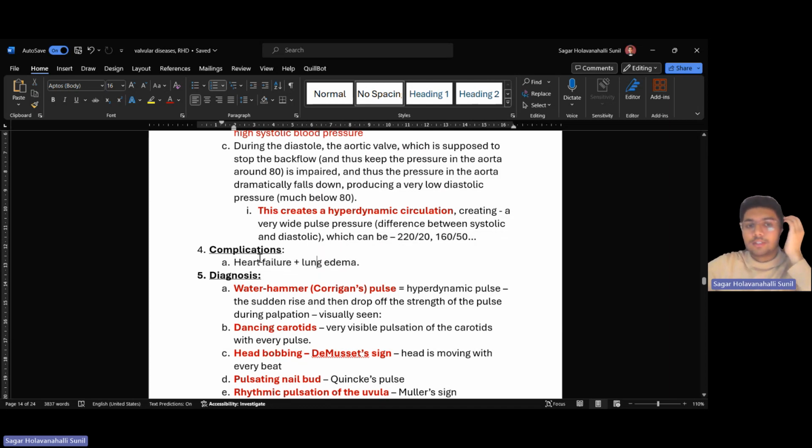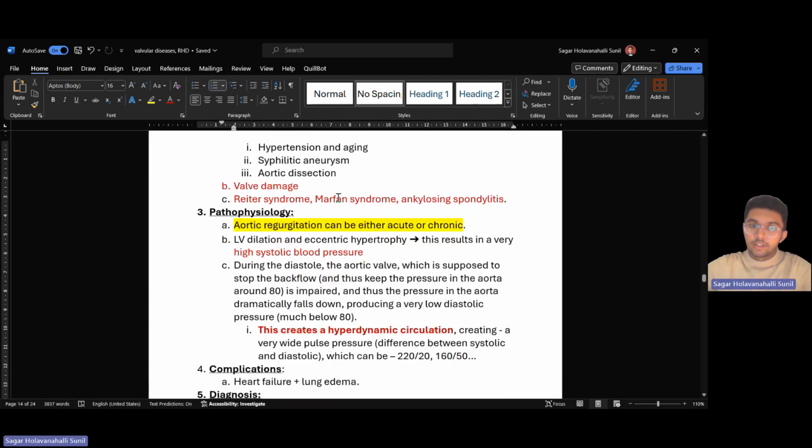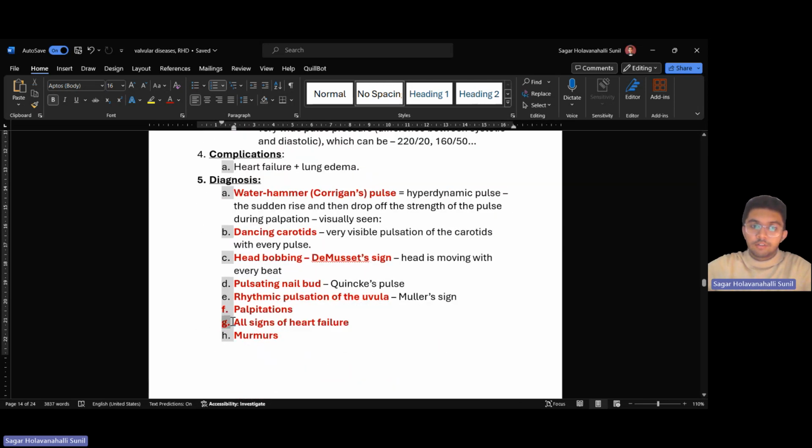Again, the way you remember this is that in most cases you can just trace the pathophysiology using logic, and you can talk about lung edema and heart failure. Now, the diagnosis for aortic regurgitation is quite a lot. Murmurs, heart failure, palpitations because of extreme blood pressure, extreme force or contractility of the left ventricle. And then again, there's no more contractility when it's getting filled.